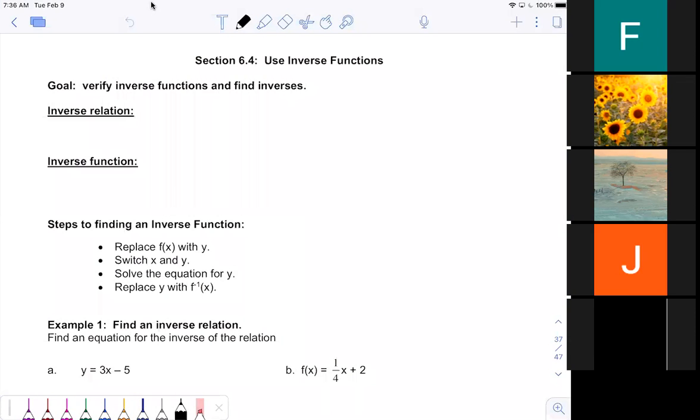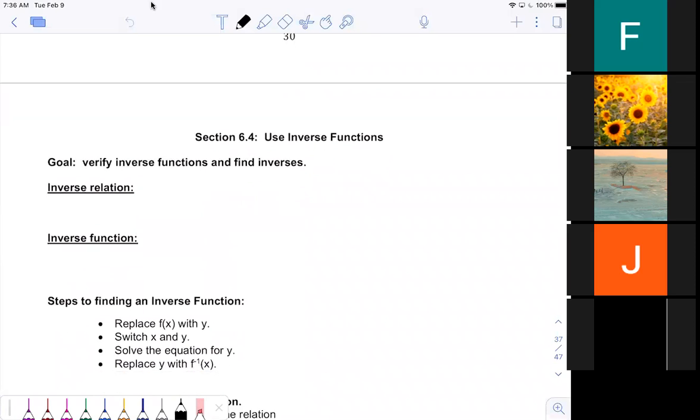All right, so we're going to travel over to section 6.4, looking at inverse functions.